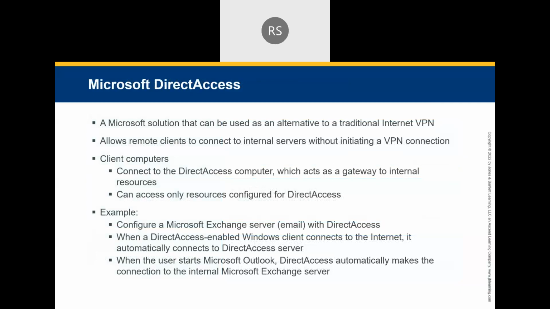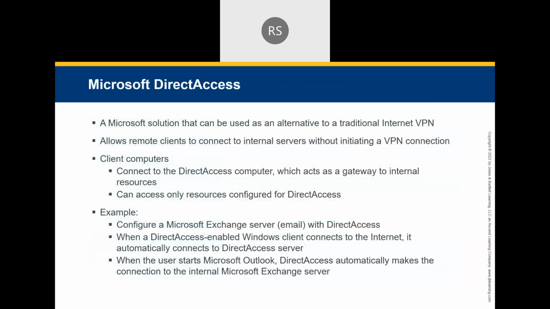All right, Microsoft DirectAccess. This is a solution provided by Microsoft that offers alternatives to traditional internet VPNs for secure remote access to internal resources. Now, some key features of this include seamless connectivity. DirectAccess allows remote clients to connect to internal servers without the need to manually initiate a VPN connection. Also, the client computers can connect to the DirectAccess server, and that's going to act as a gateway to internal resources. So, this eliminates the need for the users to navigate complex VPN configurations.